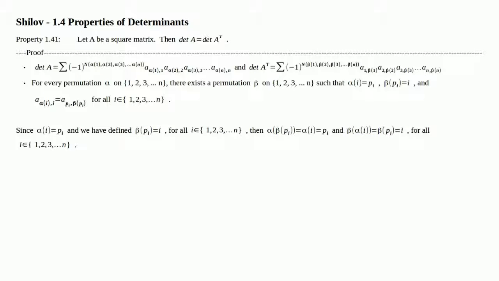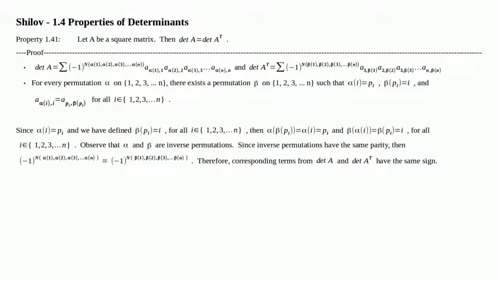Okay, moving on here. And here's the important part. Observe that alpha and beta are inverse permutations. Right? That's what I've just shown here. Alpha undoes beta. And so when you compose alpha with beta of p sub i, you just get p sub i. Similarly, when you compose beta with alpha of i, you just get i. They undo each other. They're inverse permutations.